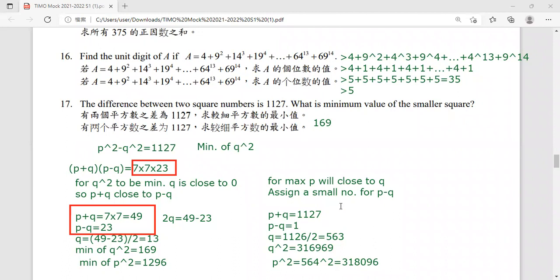Okay. Any questions? Any questions on this one? Okay, no question. The next one.